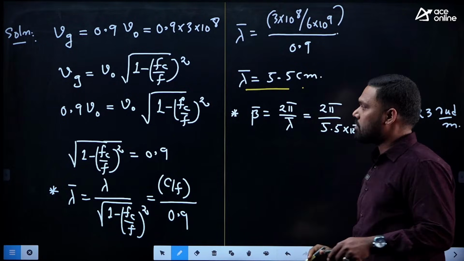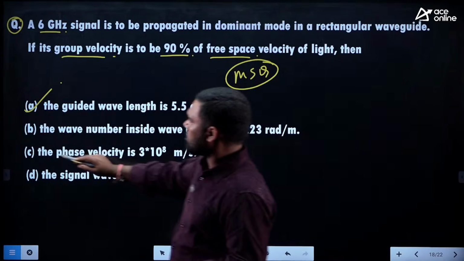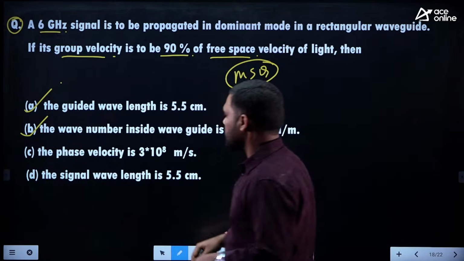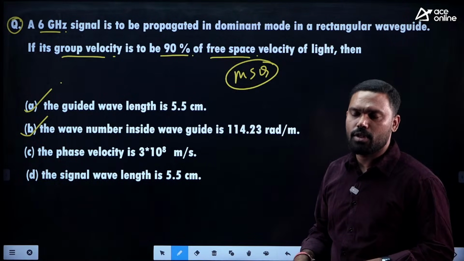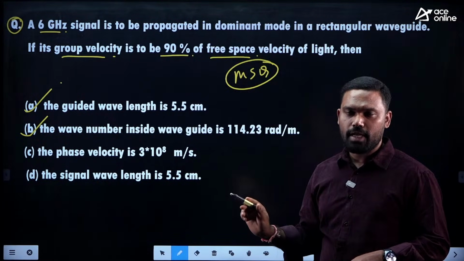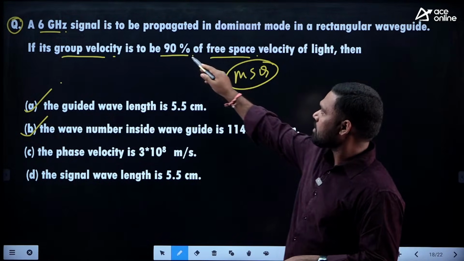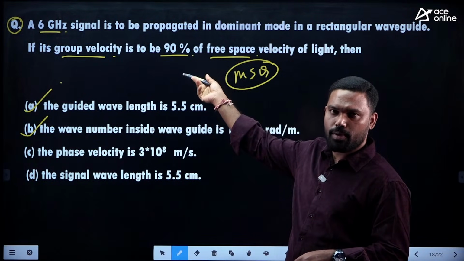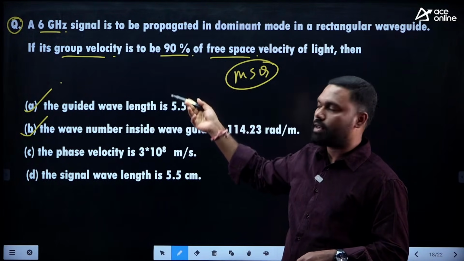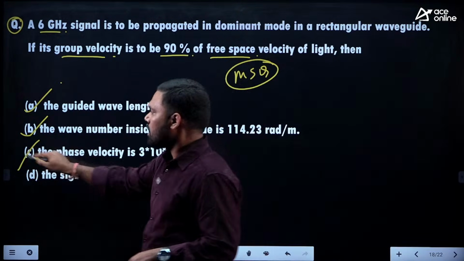Yes, guys. So it is 114. So yes, this is also correct. Next, the phase velocity is 3 into 10 to the power of 8 meters per second. It is wrong directly, one can say. Because intrinsic velocity is 3 into 10 to the power of 8, and group velocity is there, the phase velocity will be different. Directly you can say that this is a wrong one, or even you can cross check with the formula.